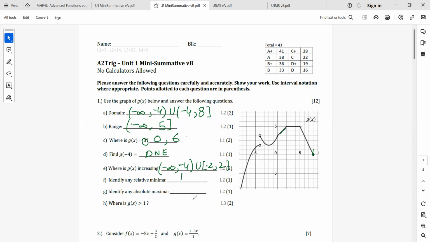What is absolute maxima? Absolute is the one that goes highest, which is 5. Good, good. 5. Very good. Where is g of x greater than 1? G of x is greater than 1. Well, g of x means y is greater than 1.